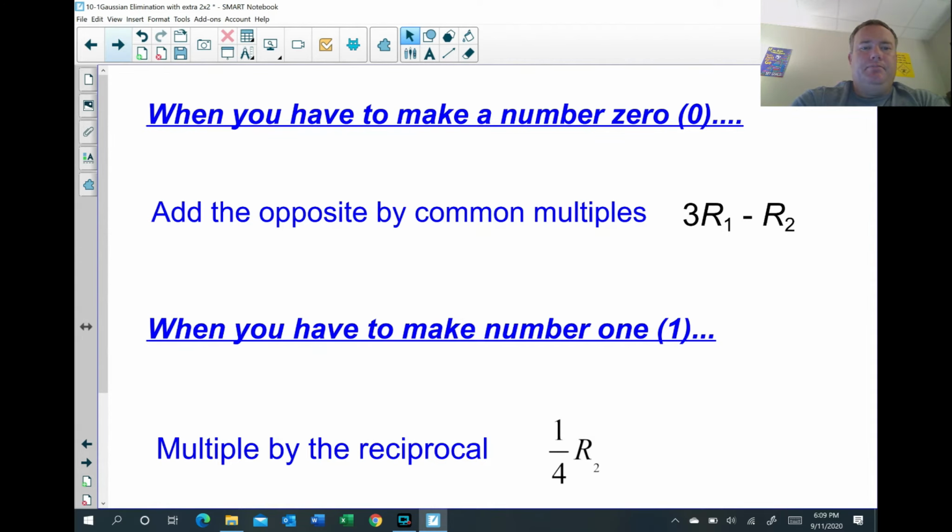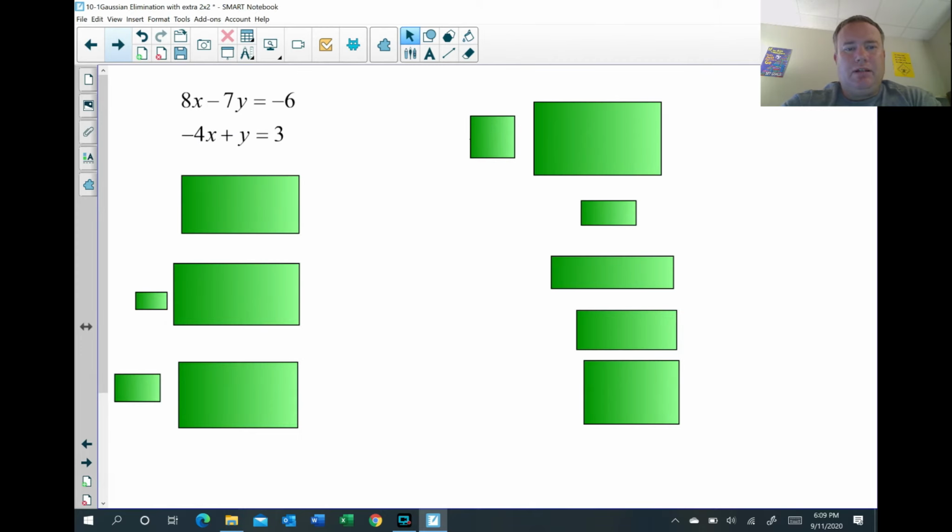All right, so here we go. Now this one I'm going a little slow on, just to give you the idea. So here's a typical problem. And again, this is just a 2 by 3 matrix, 2 rows, 3 columns. So you need to change this first to a matrix. First row, 8, -7, -6. Second row, -4, the 1 for the 1y, and then the 3.